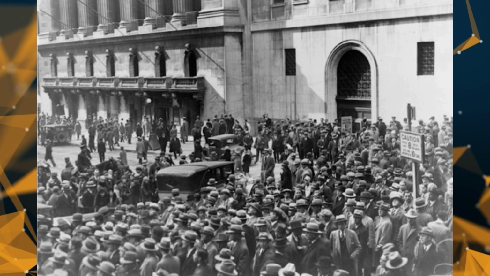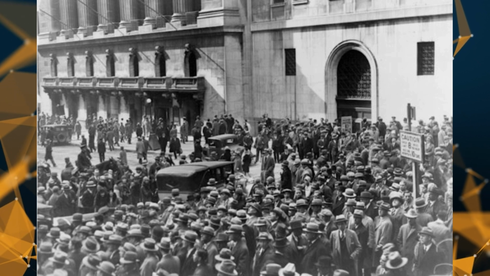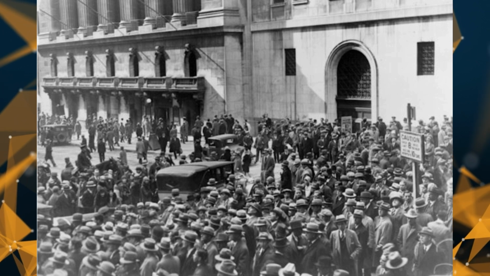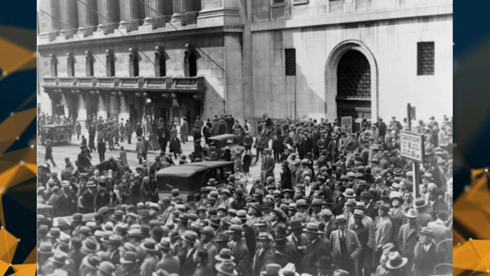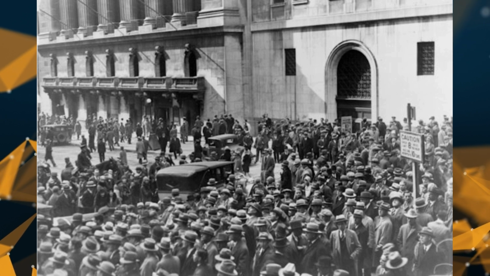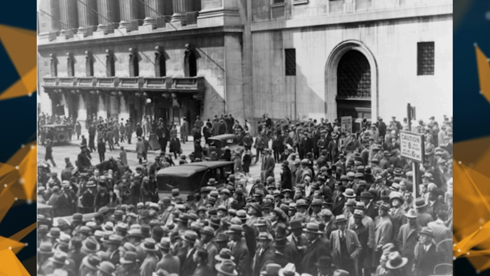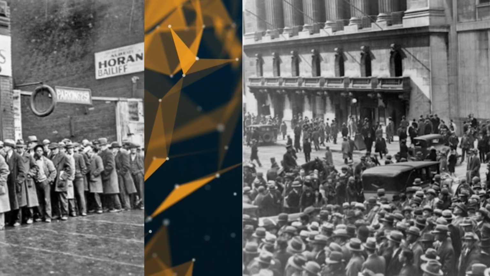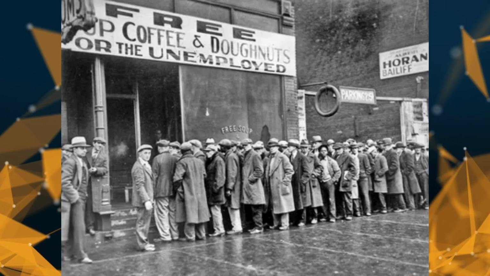Second, easy credit and margin buying. Brokers allowed investors to buy stocks on margin, using borrowed funds to pay a percentage of the purchase price. This increased profits, but it also increased losses when the market turned. Let's take a closer look at the crash itself.